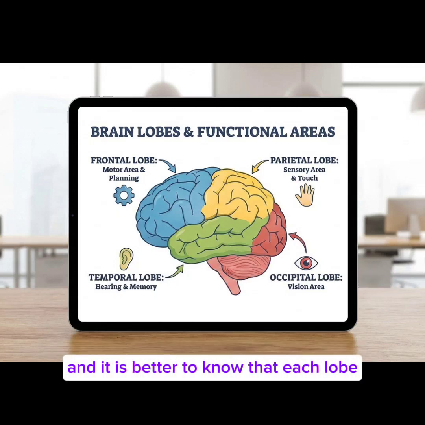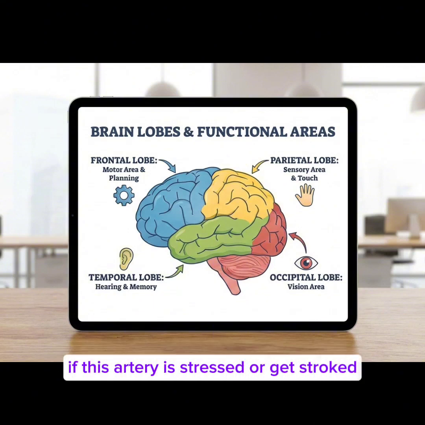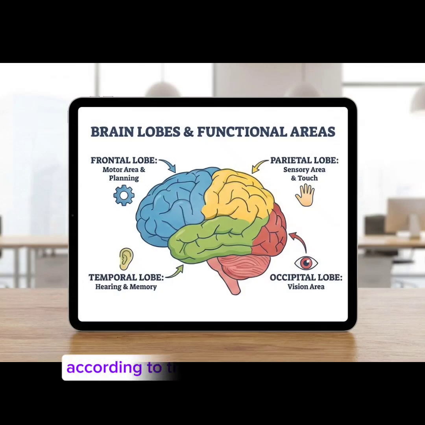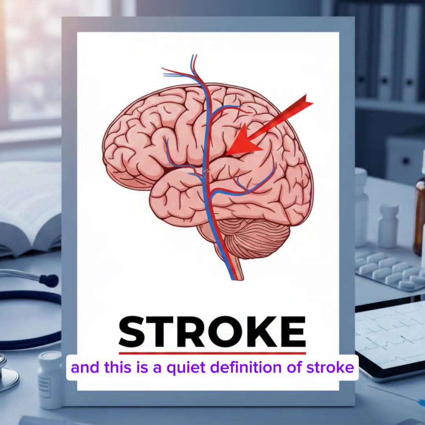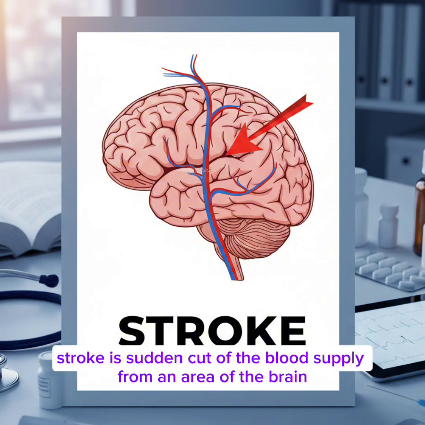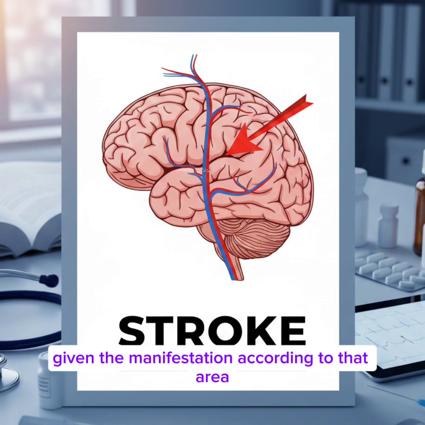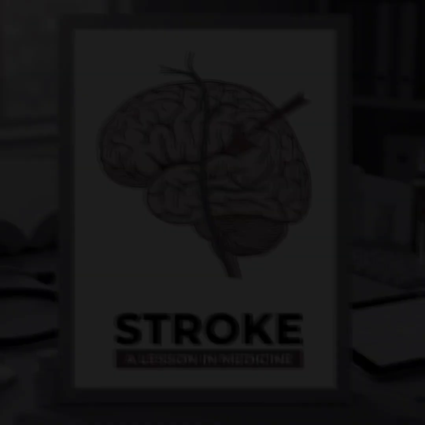And it is better to know that each lobe and each area is supplied by a specific artery. If this artery is stressed or gets stroked, then there will be a manifestation according to the location of the stroke. And this is a quick definition of a stroke. Stroke is a sudden cut of the blood supply to an area of the brain, giving manifestations according to the area supplied by that specific artery.